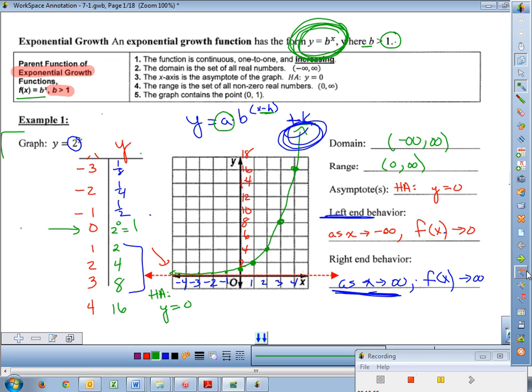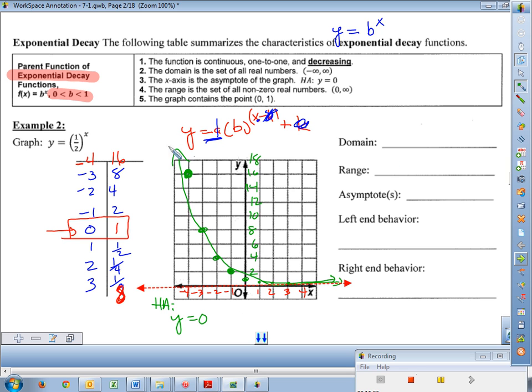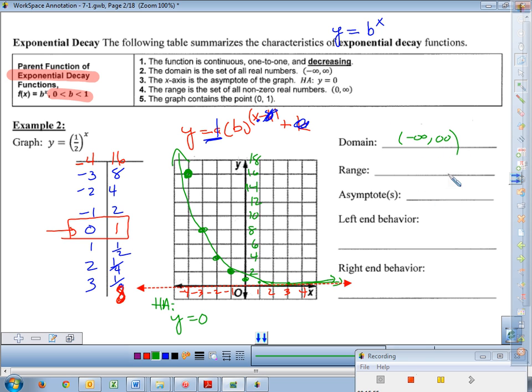Right, so let's fill this out. What's our domain? From left to right. Isn't all real numbers still possible? Doesn't it go from negative infinity to positive infinity? Range, low to high. How low does it go? 0 non-inclusive again, all the way up to infinity. We have an asymptote. What kind of asymptote is it? Horizontal asymptote at y equals 0.